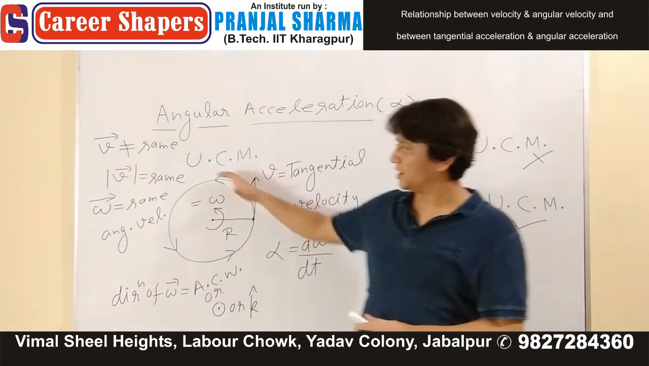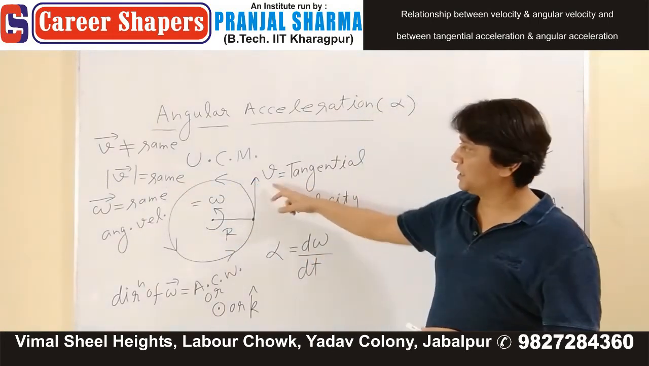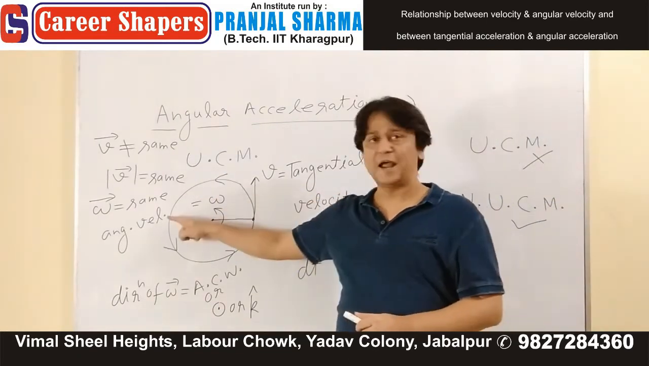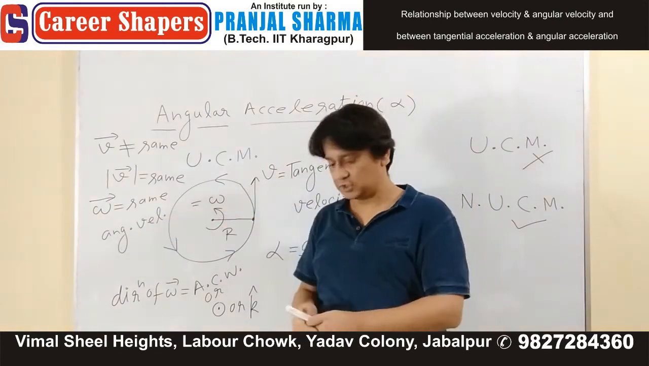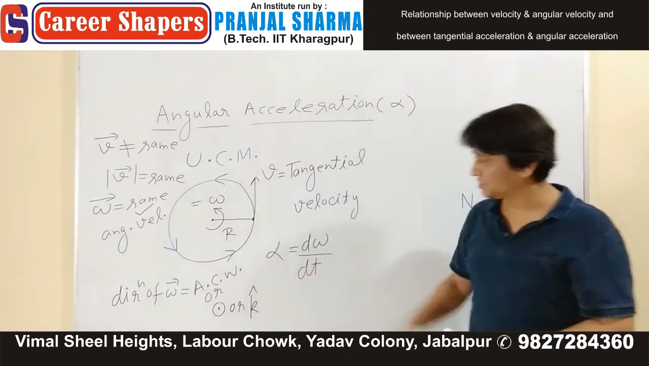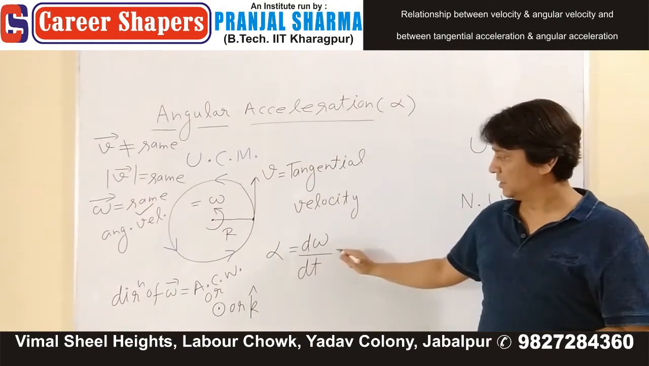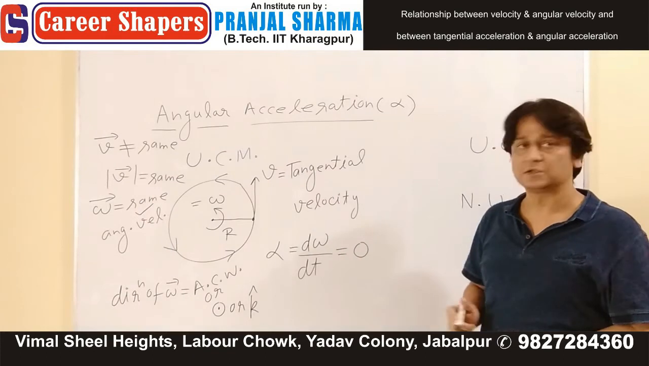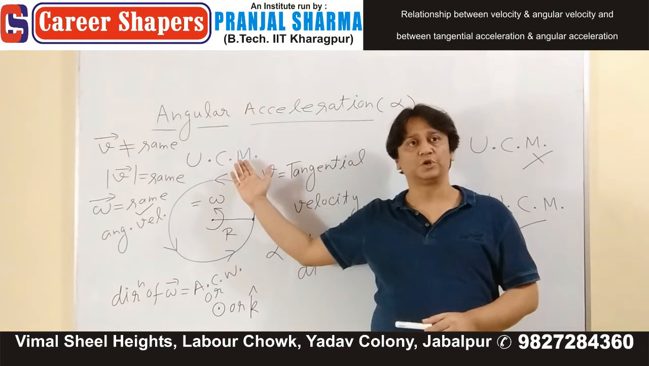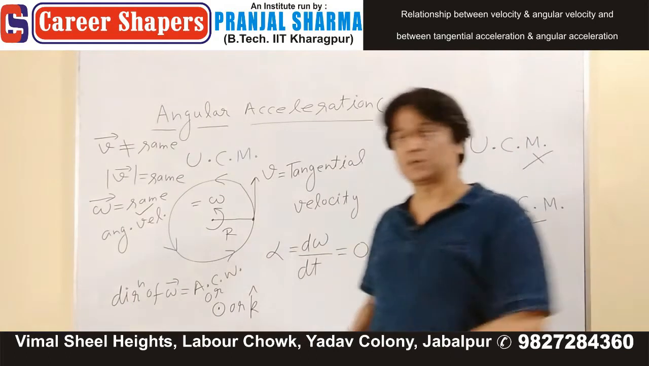So every time you look at this figure, as long as speed does not change, omega everywhere is what? Same. So this statement is correct. So if something is constant, then what is its differentiation? Differentiation of a constant number is what? 0. That means in uniform circular motion, angular acceleration is what? 0. And that's what the question was.